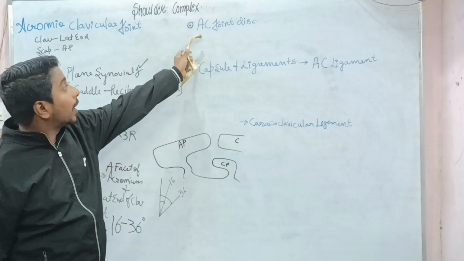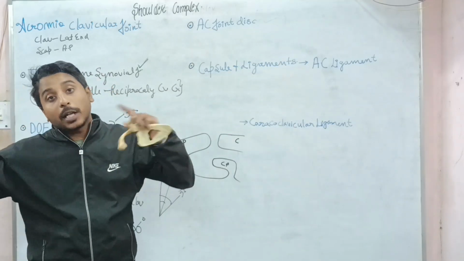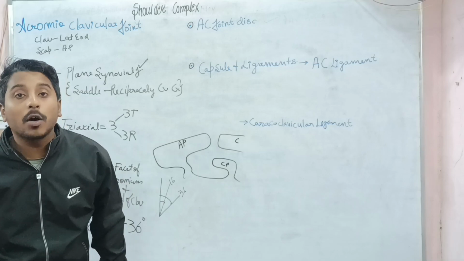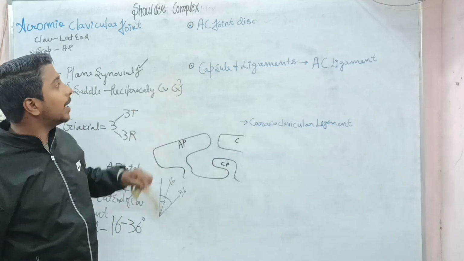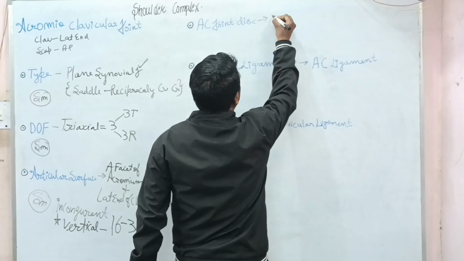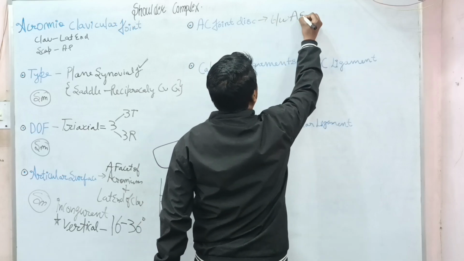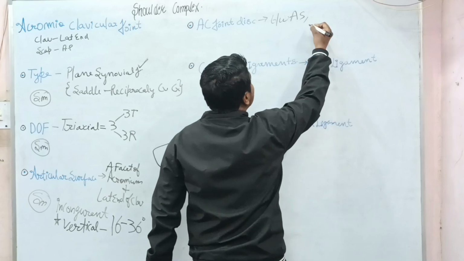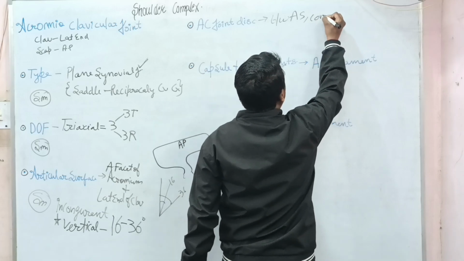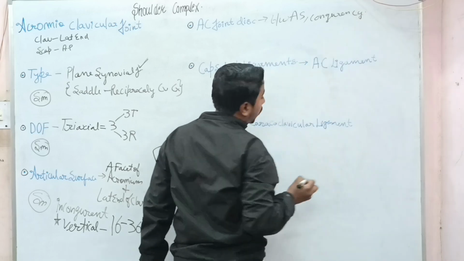Now we are moving toward the acromioclavicular joint disc. Okay, so in the sternoclavicular joint, the disc was very important, and here the disc is not much important. Okay, so here the disc is present between the articular surfaces and definitely may improve the congruency, and it is not much stronger.